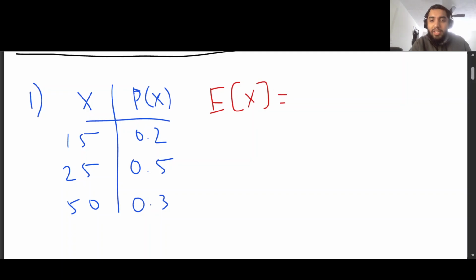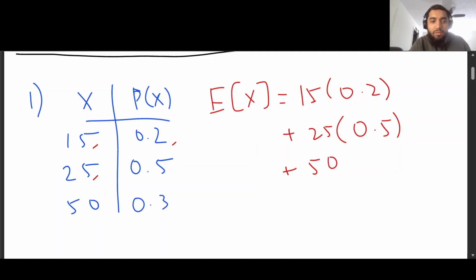So in this case, the expected value of x would be: the first value of x is 15 and its corresponding probability is 0.2, plus the second one is 25, its corresponding probability 0.5, plus 50, corresponding probability 0.3. So that's it. You just take the value, multiply it by its corresponding probability, and then you add that up for every value of x.